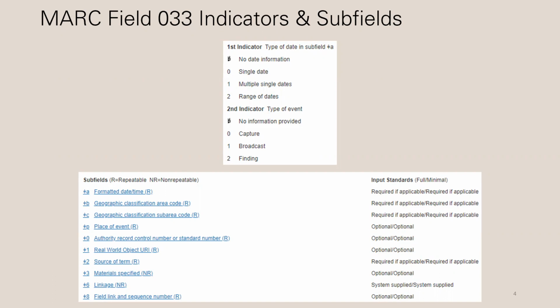Omit the letter G from the number. If the place is unknown, do not enter subfield B. Subfield C is for the geographic classification sub-area code. It is repeatable and is required if applicable. The sub-area code representing a geographic region, natural feature, or political subdivision of the geographic area from subfield B.